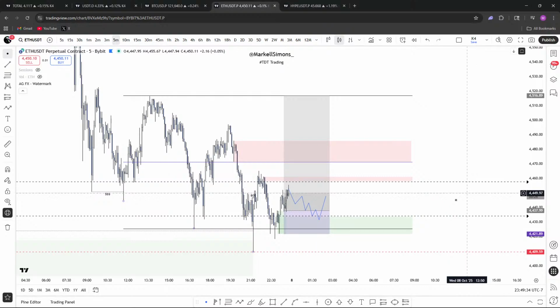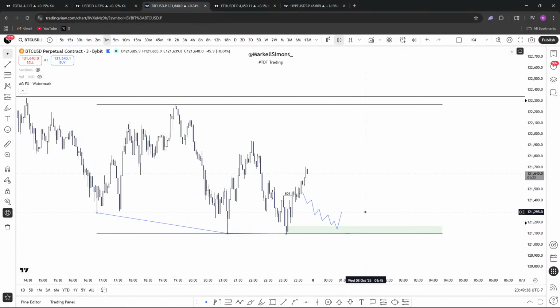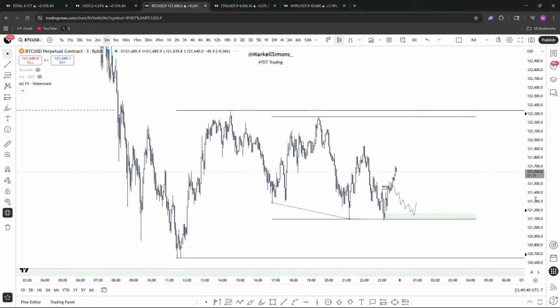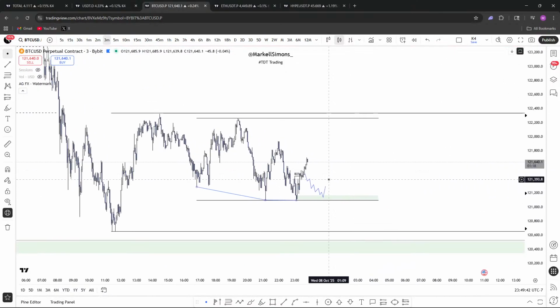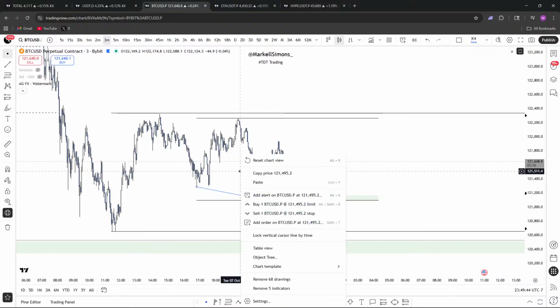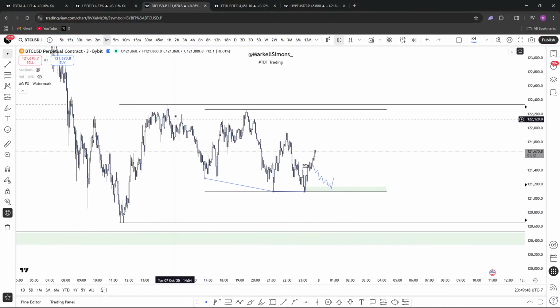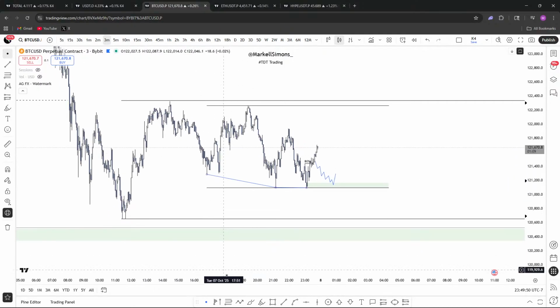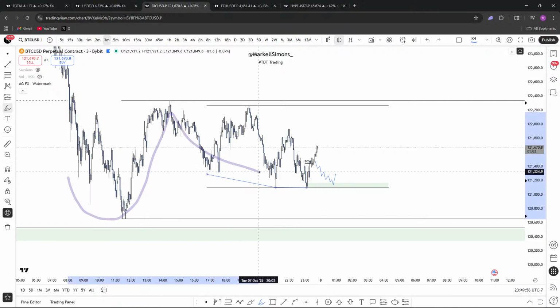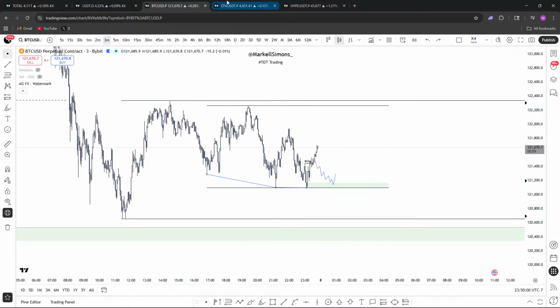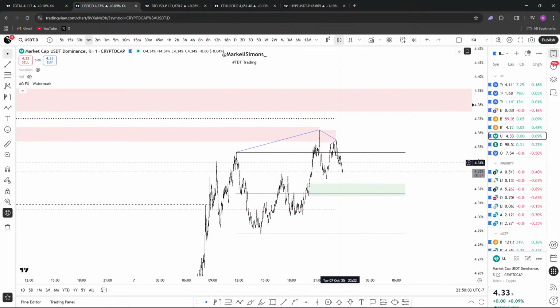Nah, hype kind of looks distributed, but BTC looks like it's having some type of internal accumulation schematic within this higher time frame range, this internal range. We accumulated right here, and now it looks like we're trying to make a higher low for a higher high. And then USDT is distributing.